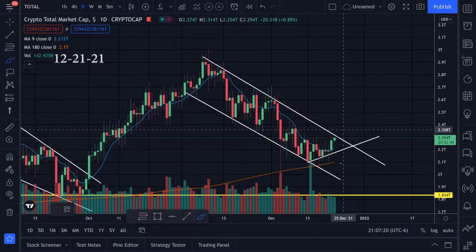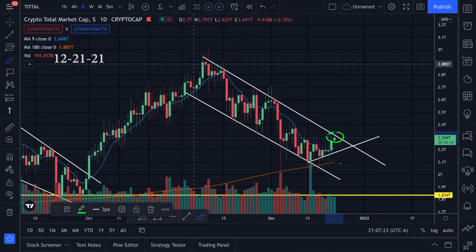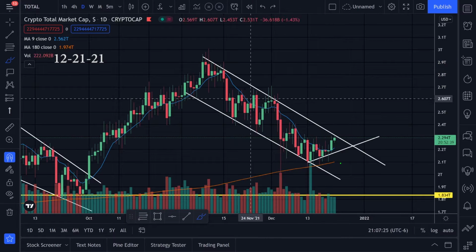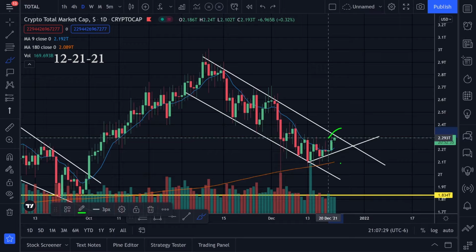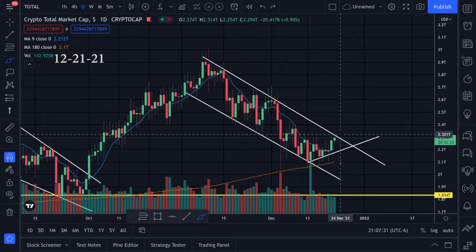In general though, it looks like we're really testing this trend line going to the downside, and this is the main trend line that I've been watching since we started trending down. So if we could break this one, I think this is going to be a very good signal.